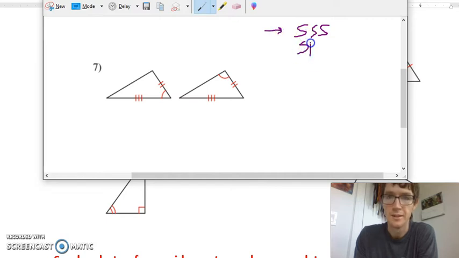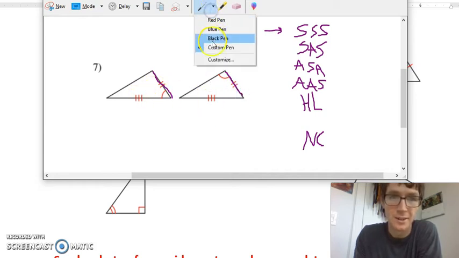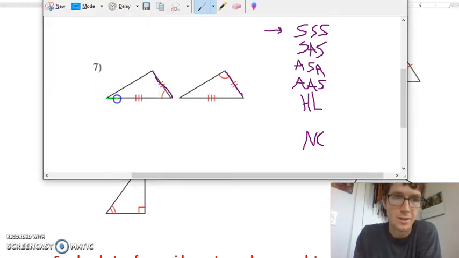Now we got side, angle, side; angle, side, angle; angle, angle, side. Then there's hypotenuse, leg, HL. And then there's the option that they're not congruent. Okay, so let's look at this. We have this side matches this side. So I'm going to mark that this side matches this side. Okay, we have this side matching this side. So let's do that in a different color. So this matches this.